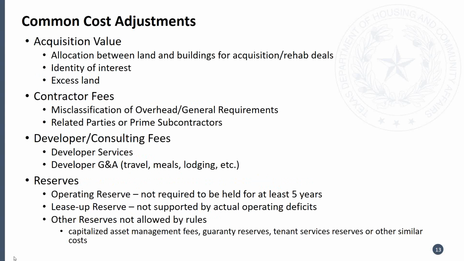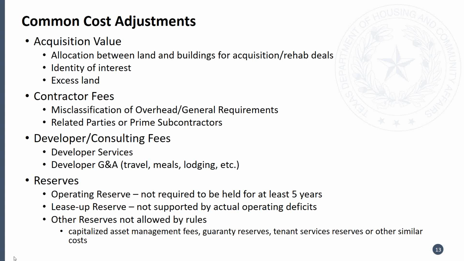So what are the common cost adjustments? So the owner submits a cost certification that the CPA signed off on, and then TDHCA reviews it and says, well, we do have a few differences, and we're going to have to adjust the owner's cost for some of these things. So the acquisition value, in the case of an acquisition rehab deal, the allocation between land and buildings, that typically would have been addressed at the time of application underwriting. It's based on an appraisal, or that's one of the factors that goes into it.